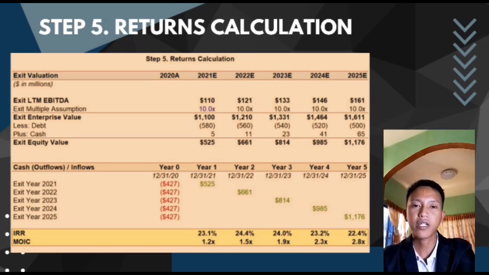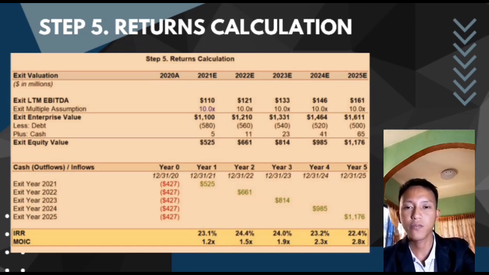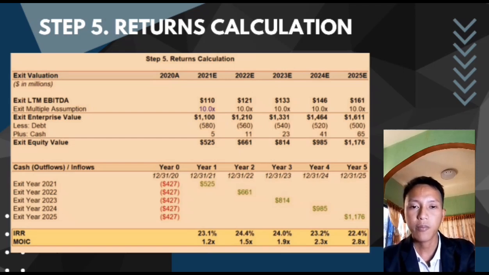In the cash, we will get that through step 3, the free cash flow projection. The ending cash balance in 2021 is $5 million. In 2022, $11 million. In 2023, we have $23 million. In 2024, we have $41 million. In 2025, we have $65 million.